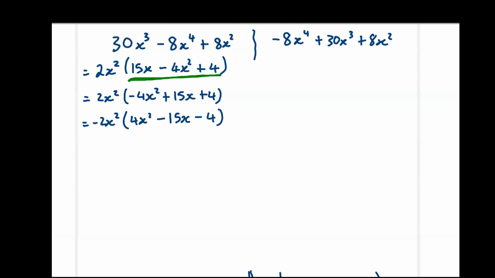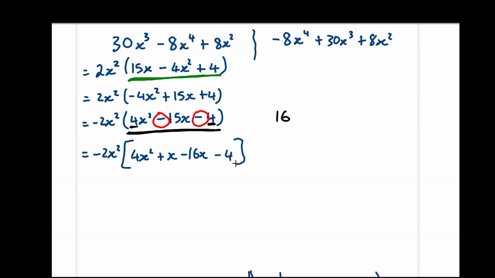Now, next thing we're going to do is work with this trinomial. The A here is a 4 and the C is a 4. So that gives us a 16. So once again, because it's a minus situation, we want factors of 16 that will give us a difference of 15. And this is clearly 16 and 1. We don't have to think a lot about it. So now I have minus 2x squared into 4x squared. And the order doesn't really matter. So I can literally write this as plus x minus 16x, then minus 4. So don't worry about the order.